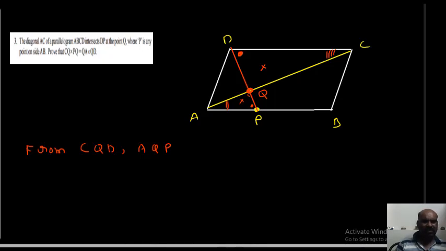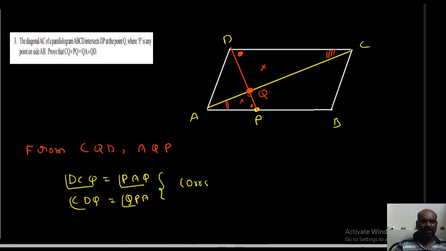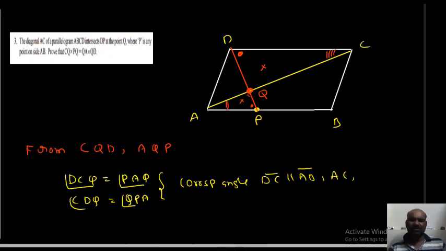So directly I want to write, I don't want to waste my time. Angle DCQ equals angle PAQ. Angle CDQ equals angle QPA. For both, the reason is corresponding angles. More generally, you can write DC is parallel to AB, and AC, DP are transversals.